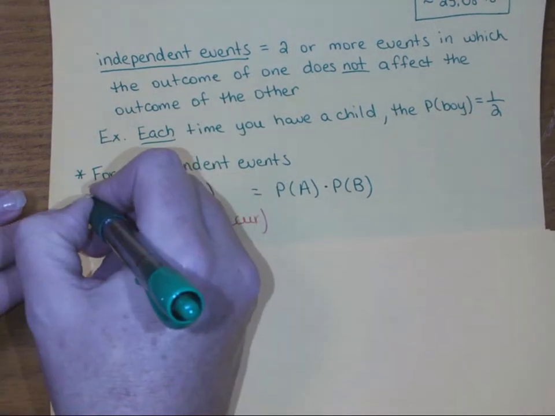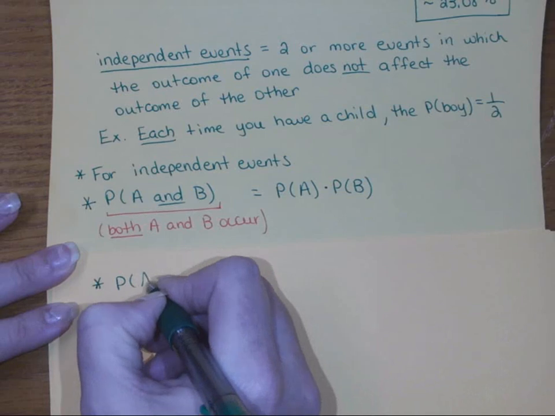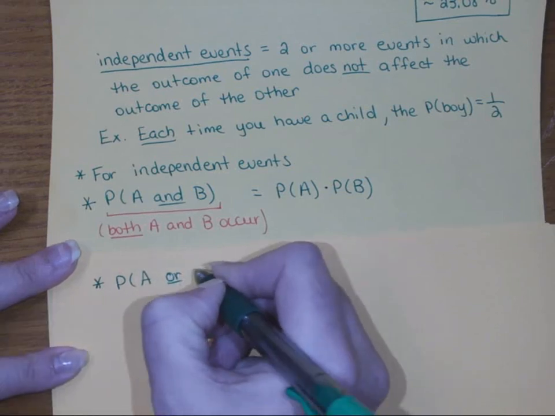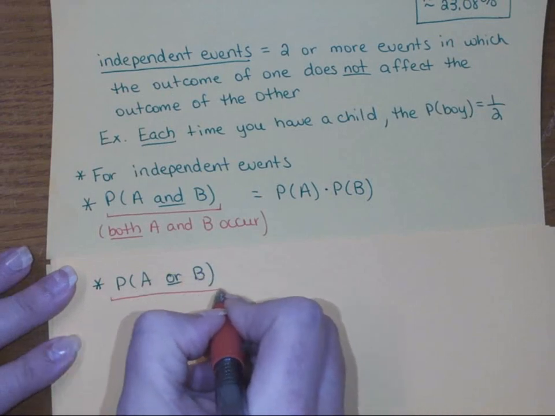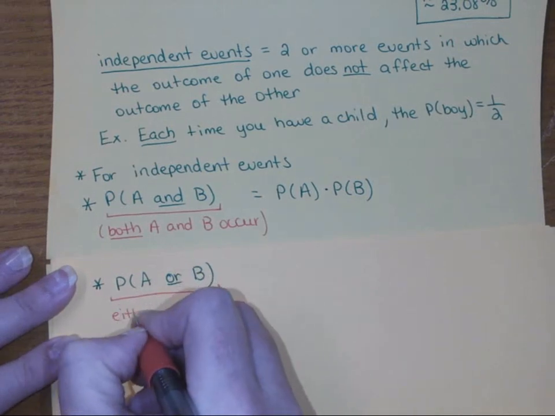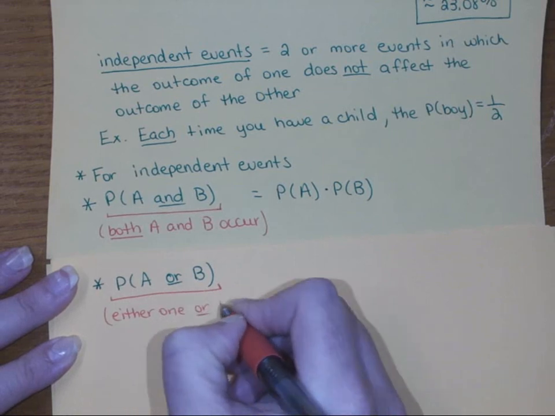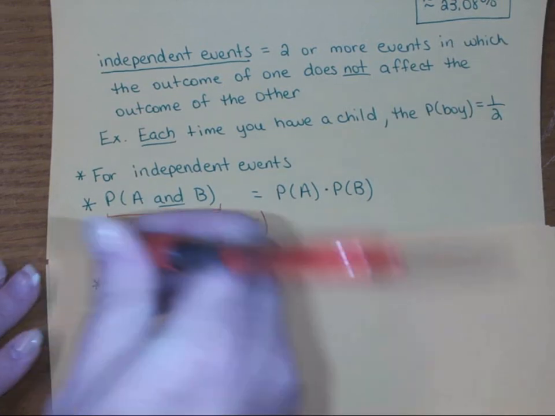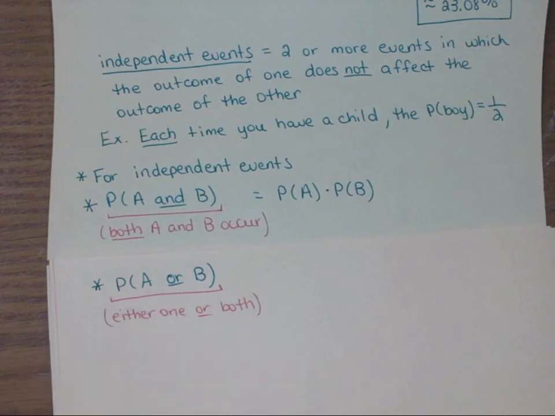Okay, so this is one formula I'm going to want you to know. The second formula I'm going to want you to know and understand is the probability of A or B. Okay, now that's saying something totally different. This means either one or both. So this is much less restrictive. In the first example, probability of A and B, I'm wanting both events to happen. But in this scenario, I don't care which one happens. They can both happen, okay?